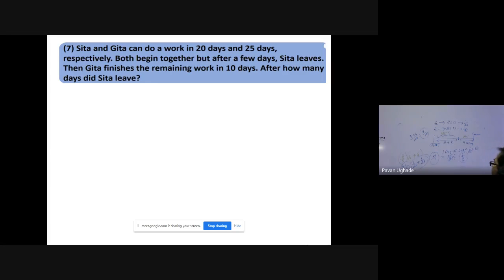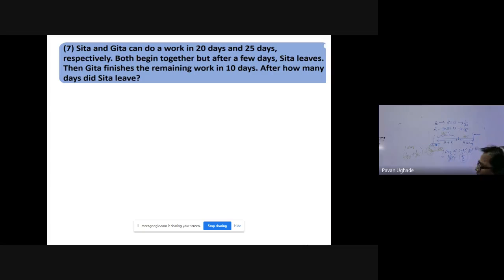Okay. We understood. See, guys, we understood 1 day work of Gita. Gita performed around 2 by 5 of the work. So left out work is 3 by 5, which both of these people have worked together. For how many days? So I'll ask you one question. See, here we'll find out the 1 day work of both. 1 day work of Sita is 1 by 20 plus 1 day work of Gita is 1 by 25. So total work of these people, as we have calculated, is 9 by 100 in 1 day.